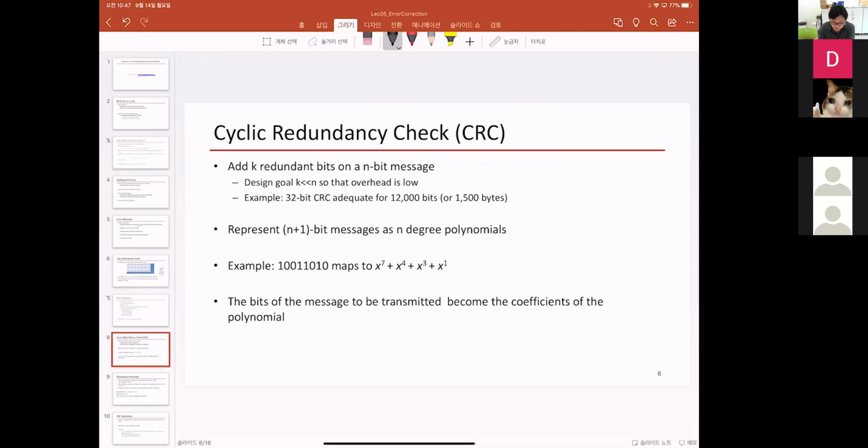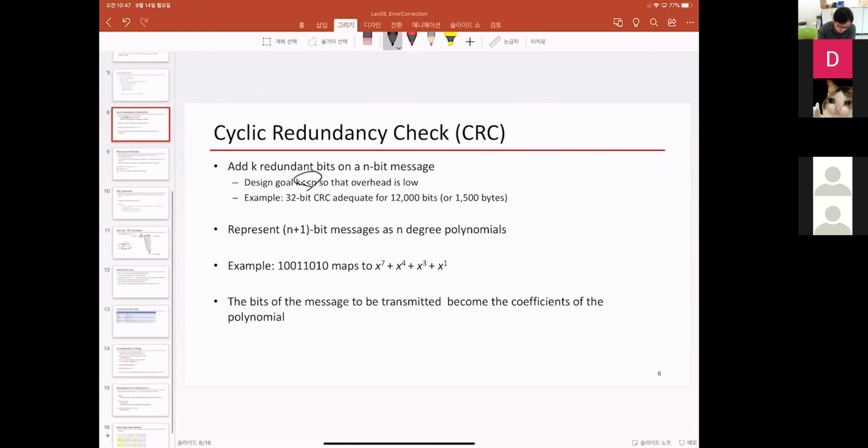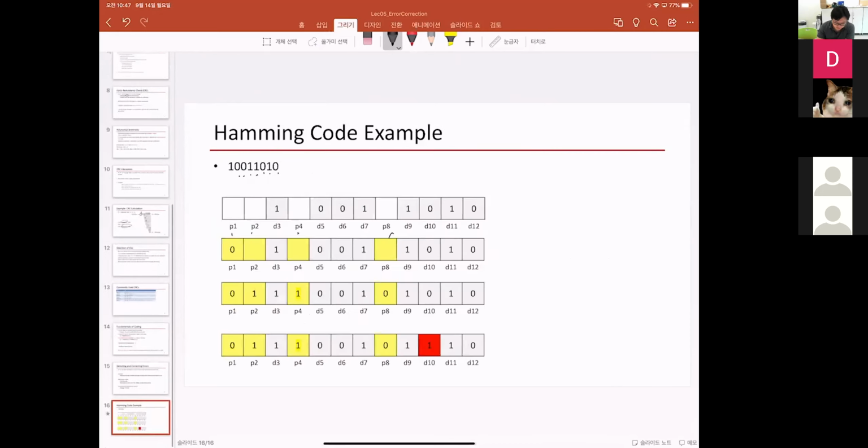Okay, so the main design should be that K is very small compared to the messages. Good. Okay, so I think we did Hamming 2. Let me start with the reliable transmission.